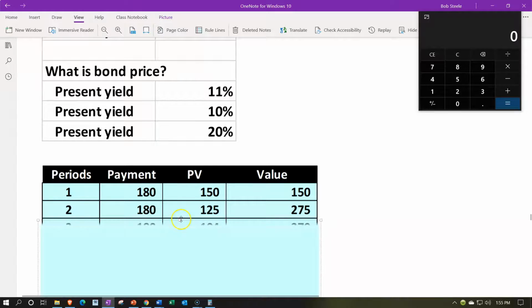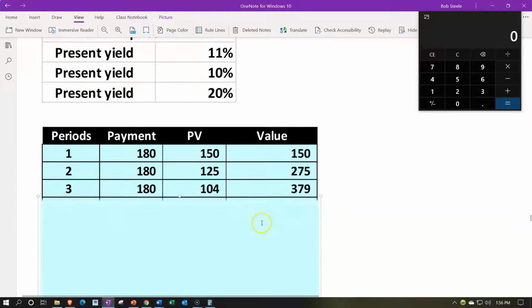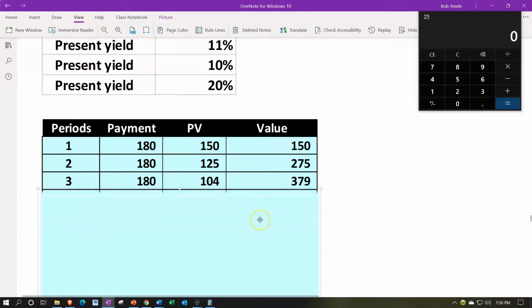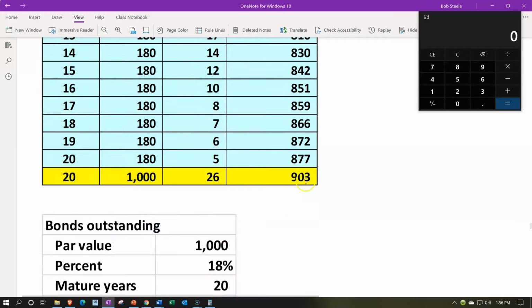If we then take a look at the second payment, 180, present value it 2 periods back at the rate of the 120%, the market rate, we would be at the 125. That 125 plus the 150 would give us the current present value after 2 payments of the annuity, the 275. If we take the third payment of the 180, we present value it back to the current period using the market rate, 20%, giving us the 104. That 104 plus the 275 would then give us the balance of the 379. If we continue that process on down for 20 periods, we would then be at the 877.